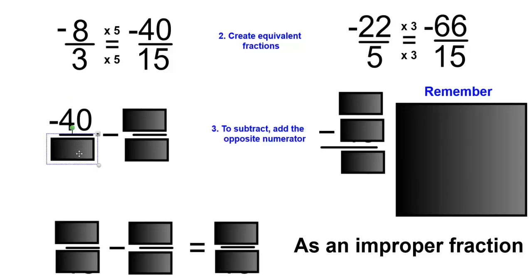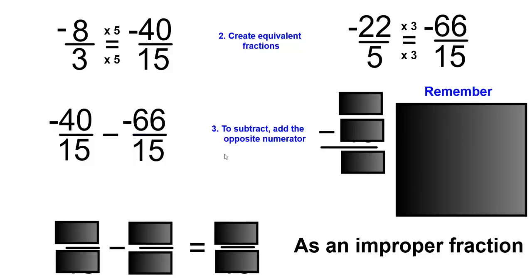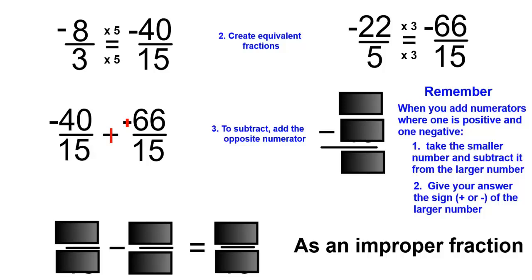So we have -40/15 minus -66/15. To subtract, add the opposite numerator. And the opposite numerator to -66 will be +66. Remember, when you add numerators where one is positive and one is negative, take the smaller number and subtract it from the larger number. So 66 will be at the top, and we'll take away 40, and 66 minus 40 equals 26.